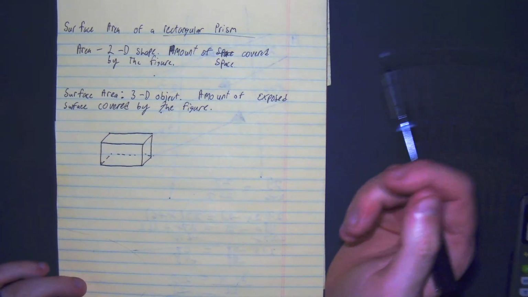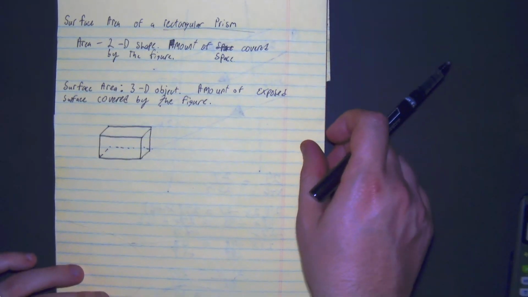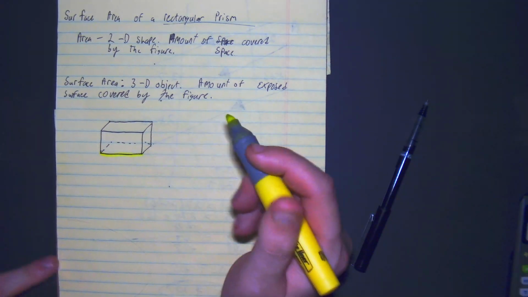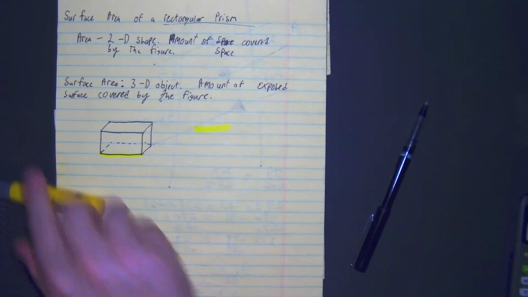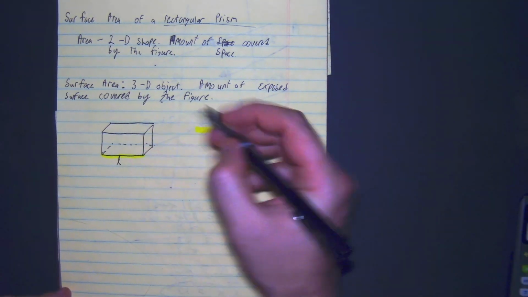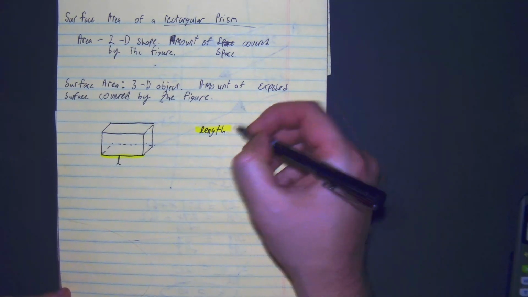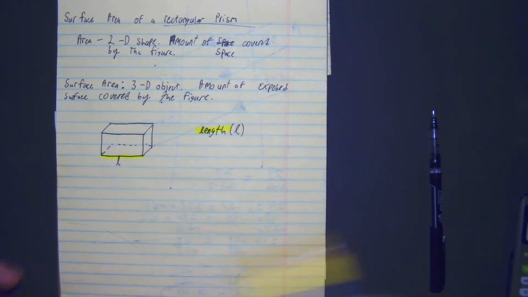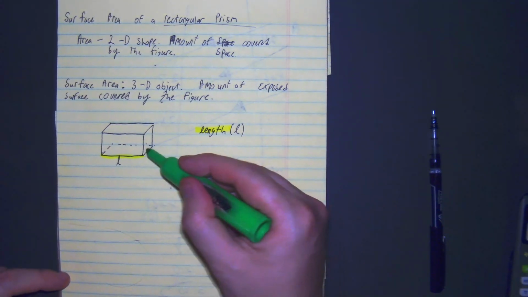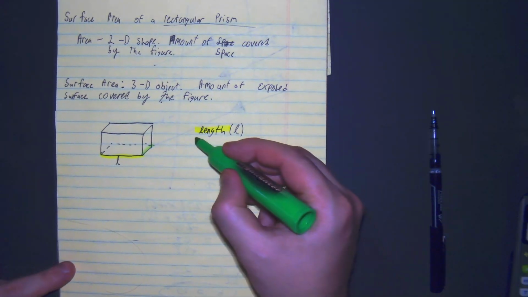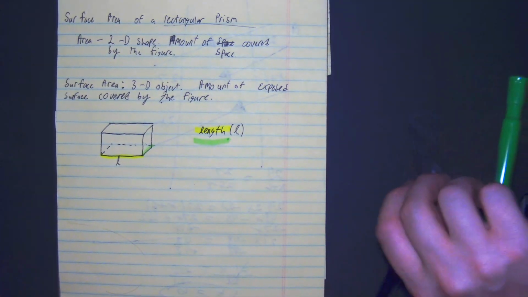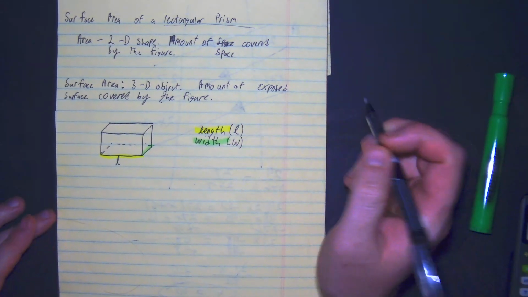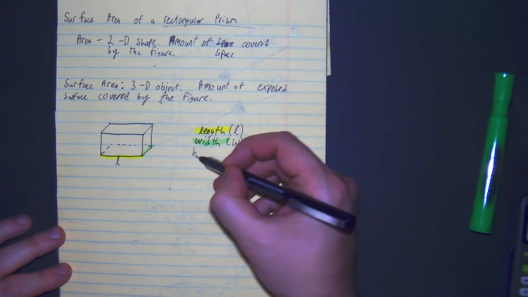Okay, there's three unique combinations here that we have to use. First, we have our length. Then we have our width of this figure. And lastly, we have our height.